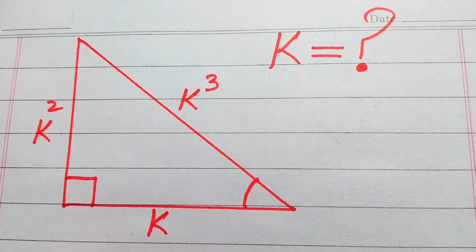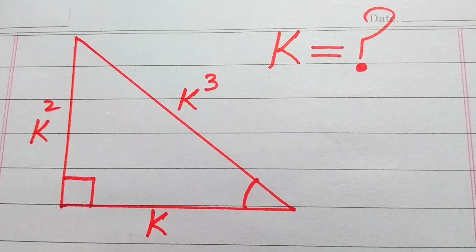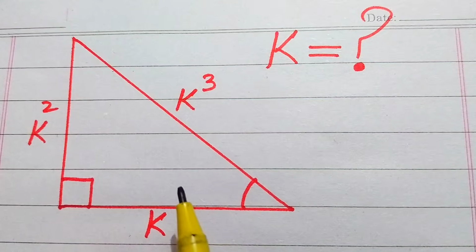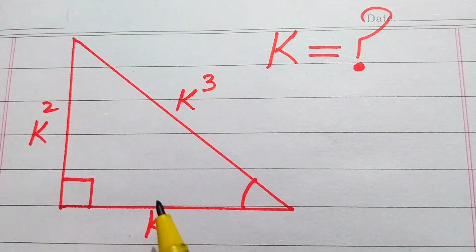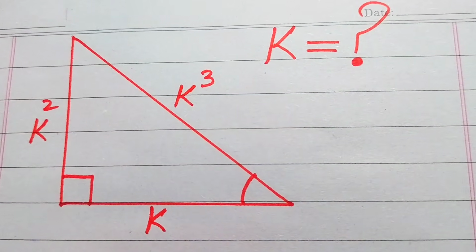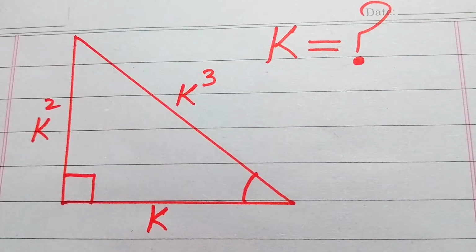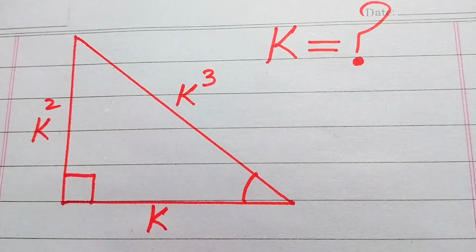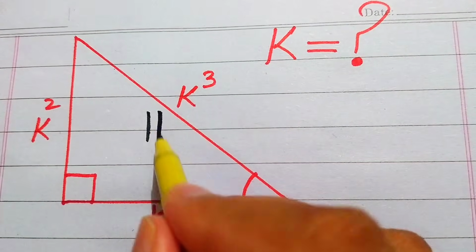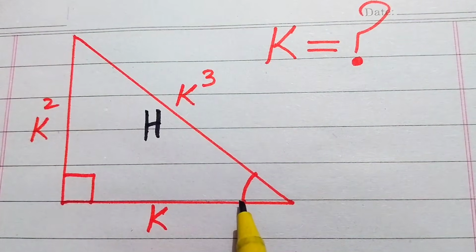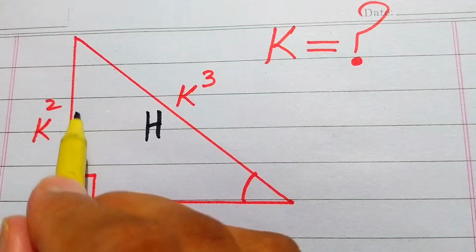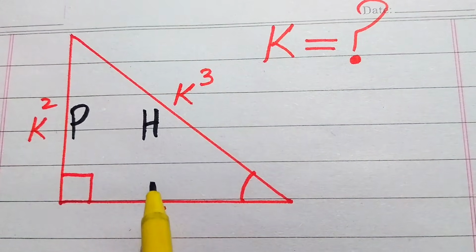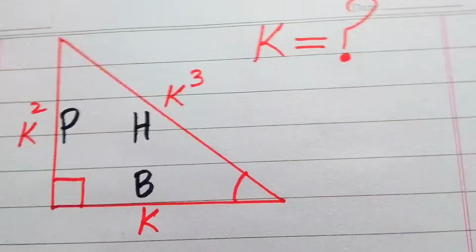So here we have this nice right triangle in which the lengths of its sides are k, k square and k cubed respectively. And here we just find the value of k. You remember that this is a right triangle, and in a right triangle the side opposite to the right angle is called the hypotenuse, the side opposite to any other unknown angle is called the perpendicular side, and the third side which joins both of these two angles is called the base of this triangle.